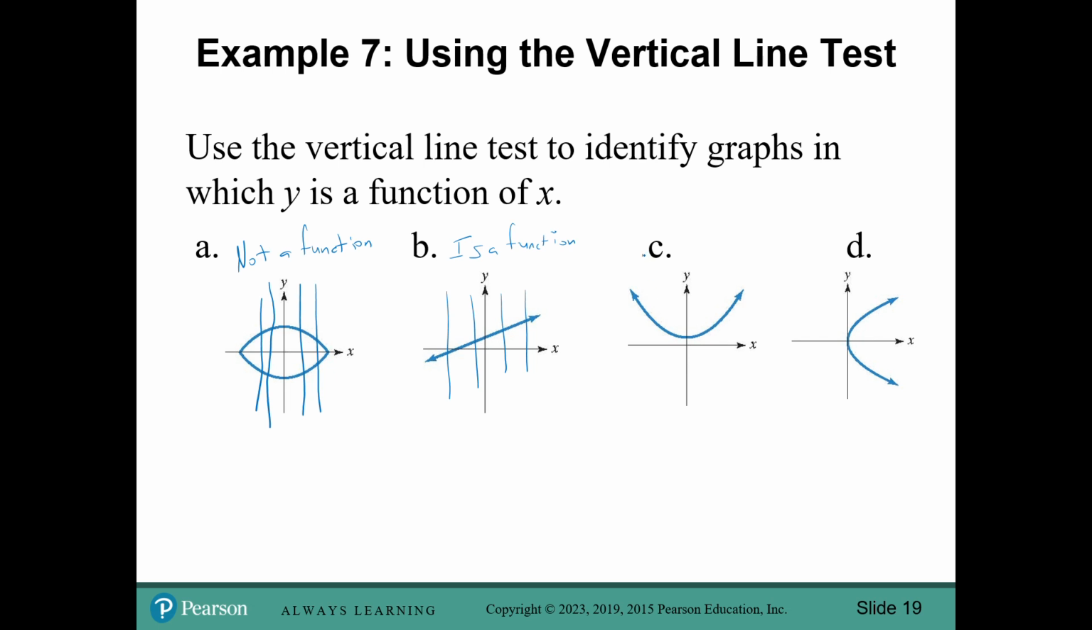C, if I draw a vertical line anywhere on C, it's only ever hitting at one point. I can't draw a vertical line that hits it more than one point. So it is also a function. D, I can draw a vertical line that hits more than one point, so it is not a function.